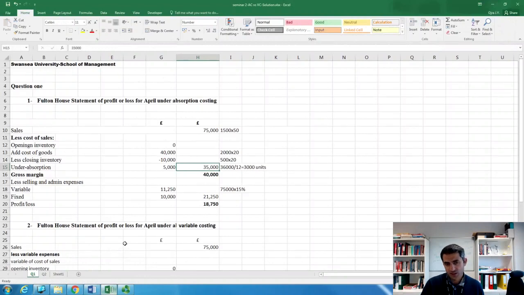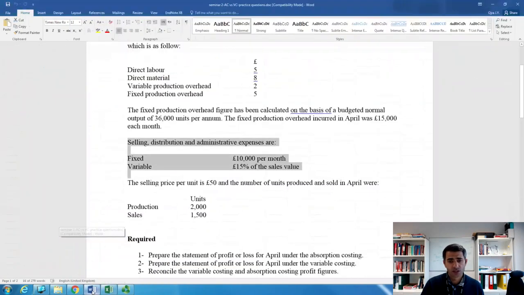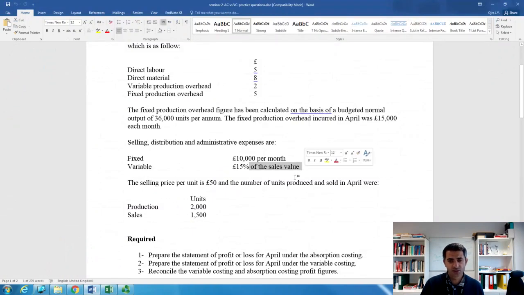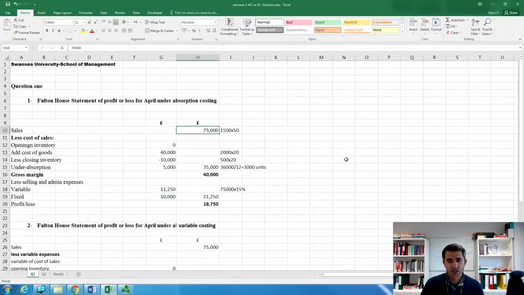You just put it here, which is the 10,000, but for the variable element you need to multiply 15%. Why? Because the question does tell you that 15% of the sales value, in this case the total sales value, if you remember, is 75,000 pound, and then you need to multiply by 15%. That comes with 11,250.